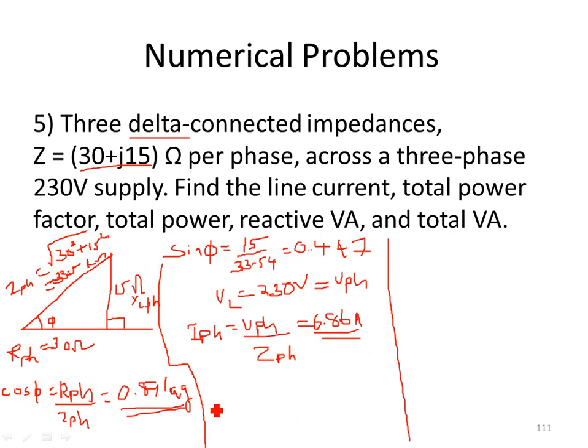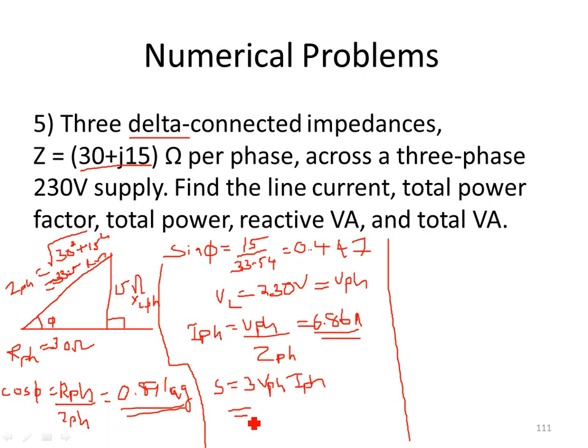Total volt ampere is given by what? It is apparent power. Apparent power is S. Apparent power is given by 3 times V phase, I phase, since it is 3 phase.